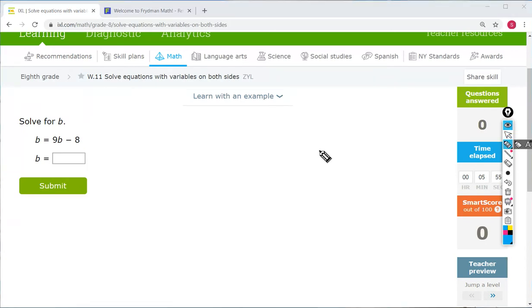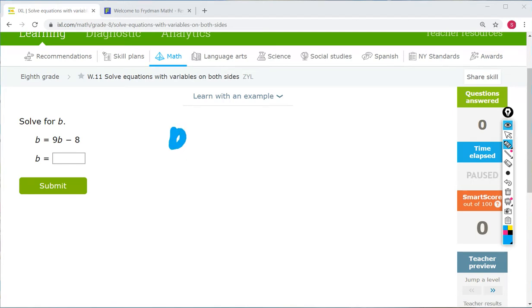I'm going to rewrite the whole thing over here so I have some space to work with. B keeps doing that. I'm just going to rewrite this whole thing over here. B equals 9b minus 8.